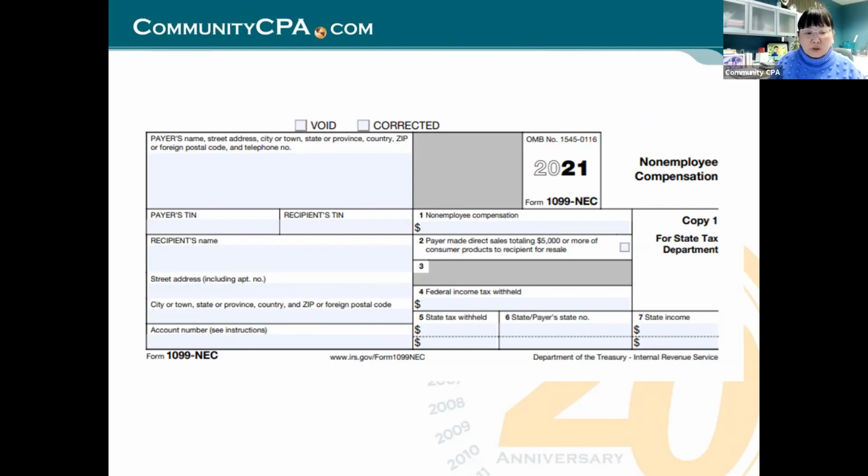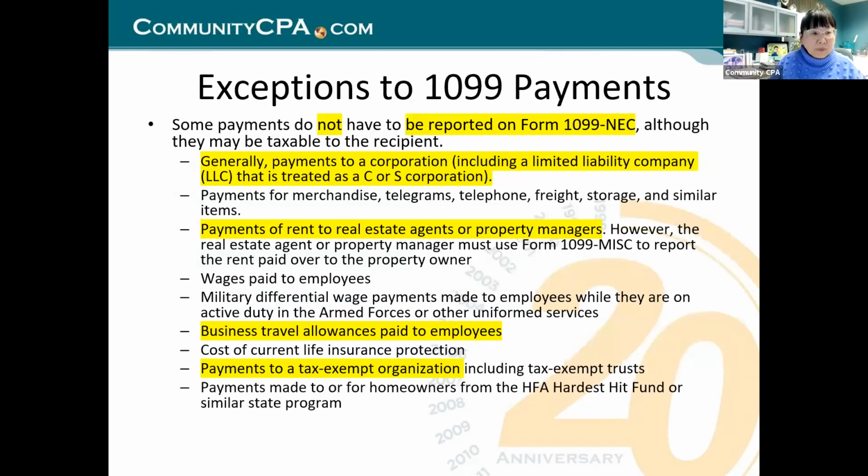So you want to make sure that your 1099 is issued very accurately, not just almost okay. It has to be all okay, in order for you to not get audited because of discrepancies. Of course, there are things that you don't need to issue a 1099 for.